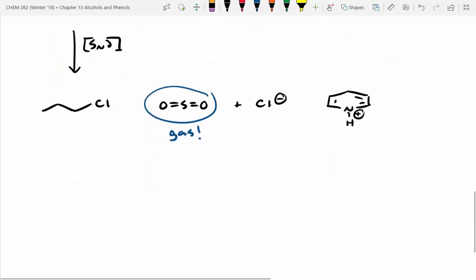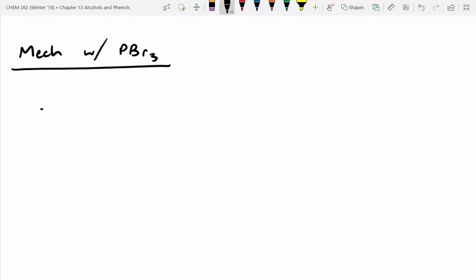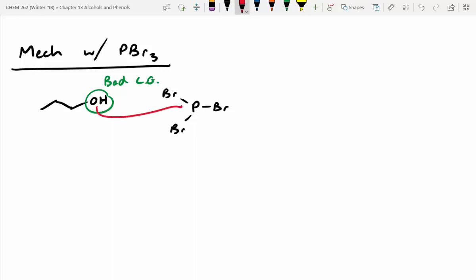Got PBr3. That's our phosphorus tribromide. We'll do the same starting material. Just like before, we said that this is a bad leaving group. We're going to treat this with phosphorus tribromide. Again, phosphorus tribromide is a really good electrophile. So this oxygen will attack the phosphorus and kick off the bromine.